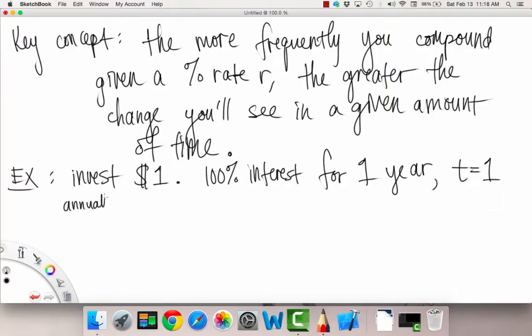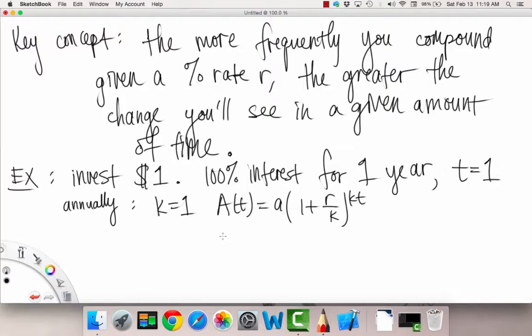If we compound this annually, we just go through the process once, right? So our K is equal to 1. And then our A of T is equal to A, whatever that is, times 1 plus R over K, to the KT. So if we set this up, we would have A of T is equal to, and our initial amount was 1, so not a big deal there. And then we have 1 plus R, and that's 100%, so we just have a 1.00 here, over K, which is 1. Then we have 1 times T there, okay?